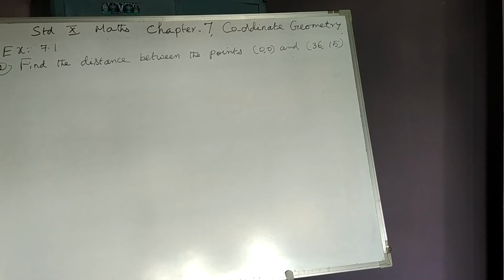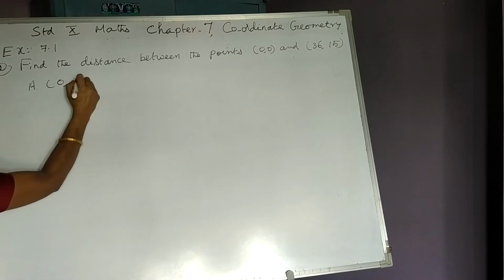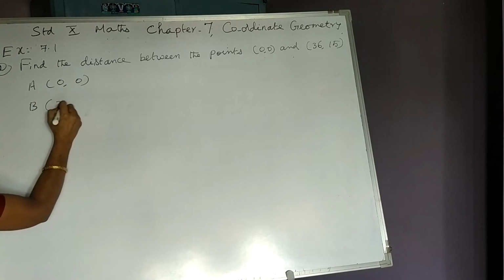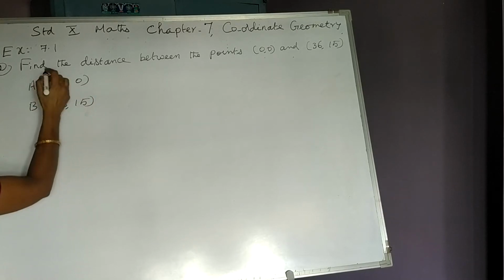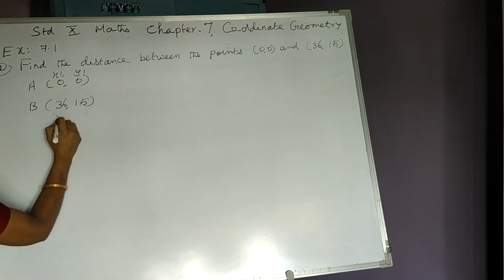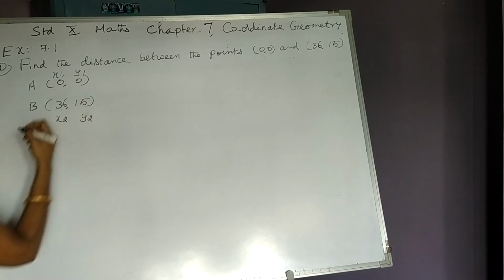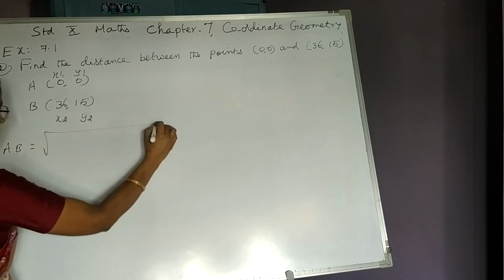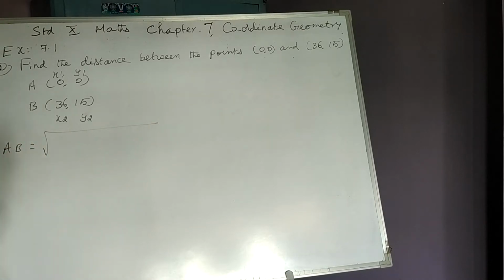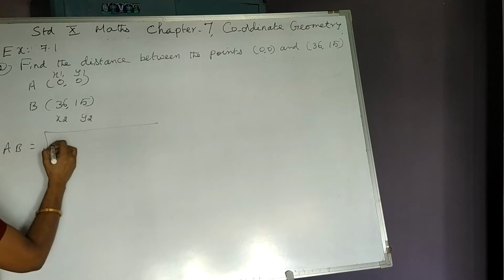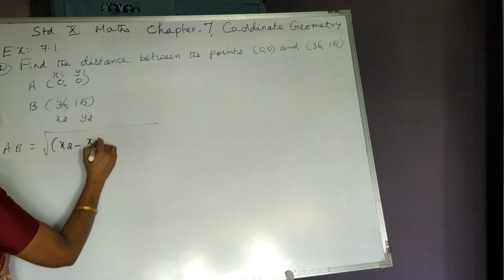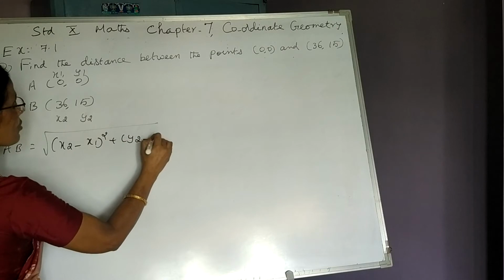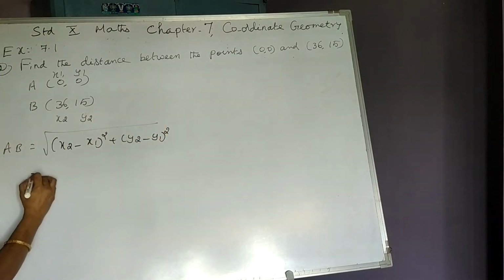Second question is, find the distance between the points (0, 0) and (36, 15). I take A as (0, 0) and B as (36, 15). Let us name this as x1, y1 and this as x2, y2. Easy to substitute in the formula. So by distance formula, we know AB is root of (x2 minus x1) the whole square plus (y2 minus y1) the whole square.